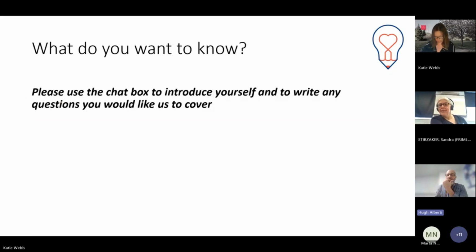This is a basic outline of what we want to cover. Mostly, as I said, covering PPI and then moving on to a bit of touching on ethics and funding.